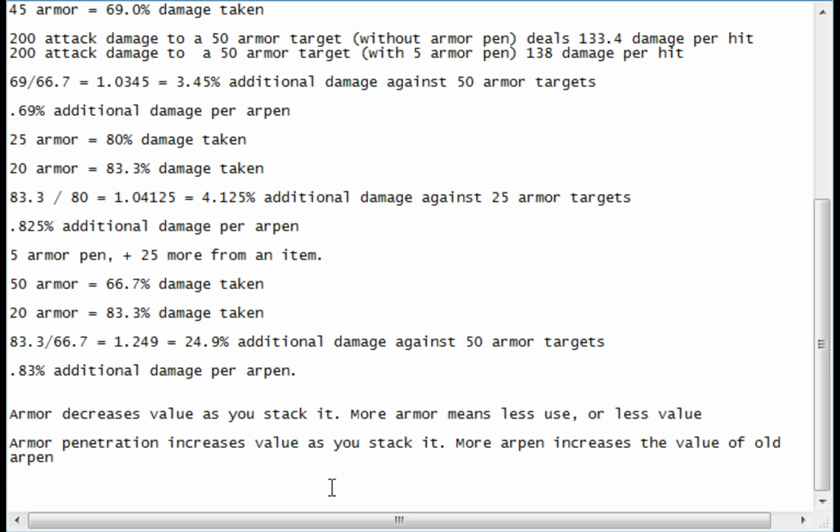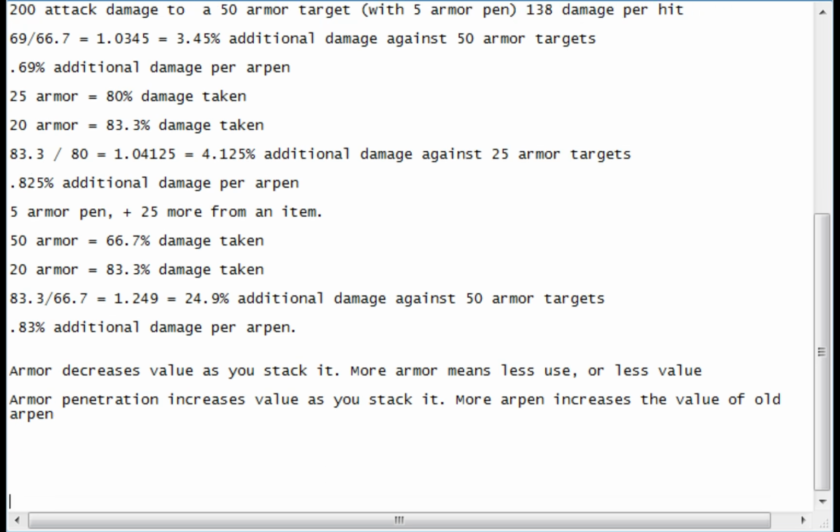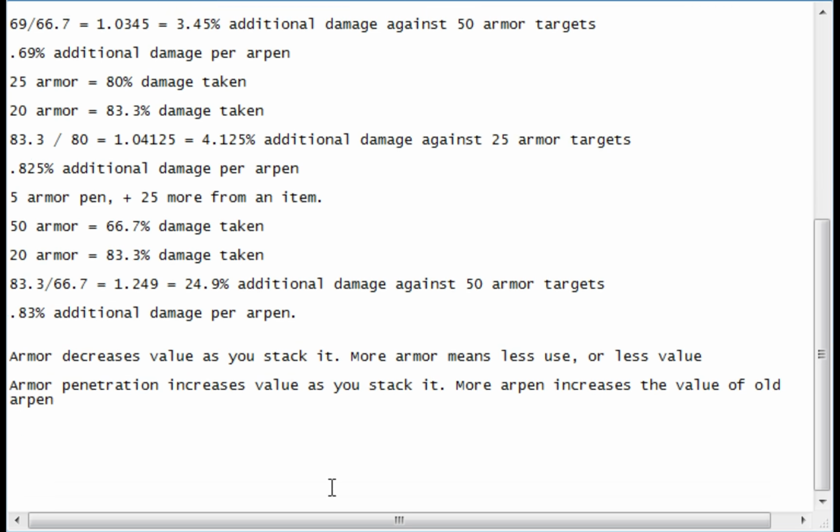But honestly, it's a very, very important part of League. And if you want to improve your understanding of the game, you should probably do some math on some of your builds and how the things work. This works the same way with magic resist and magic penetration. So if you're interested in working with AP builds and stuff like that, it works the same way. Magic resist is calculated the exact same way. Percent damage taken and percent damage reduction, all that jazz.